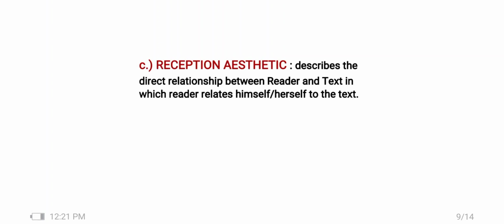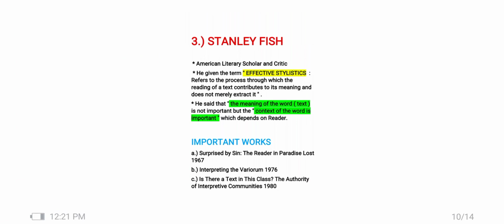Now let's come to the next writer, Stanley Fish. Stanley Fish is an American literary scholar and critic. He had given the term affective stylistics. Affective stylistics refers to the process through which the reading of a text contributes to its meaning and does not merely extract it.